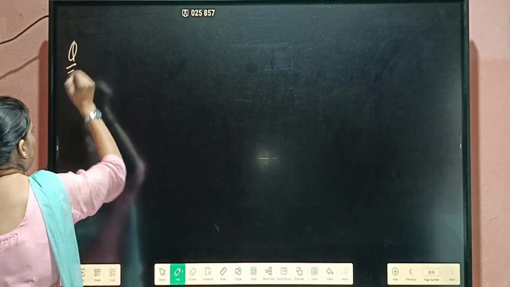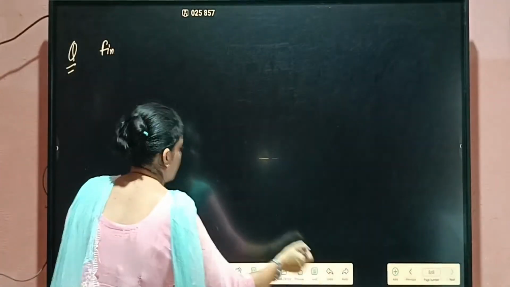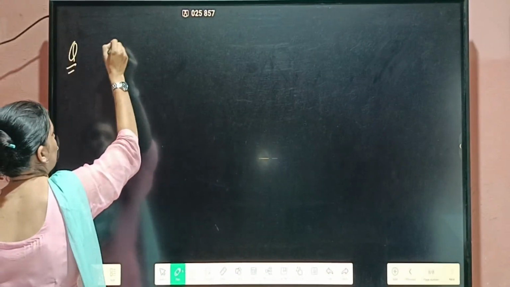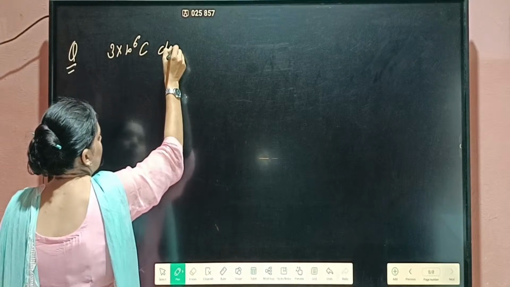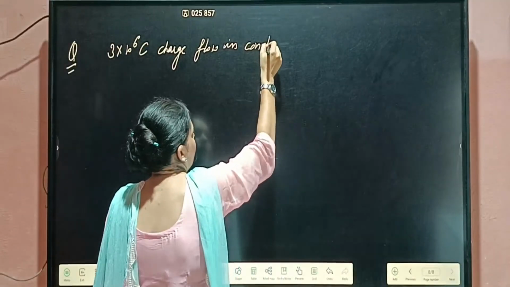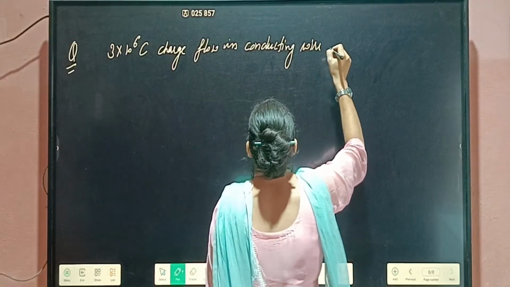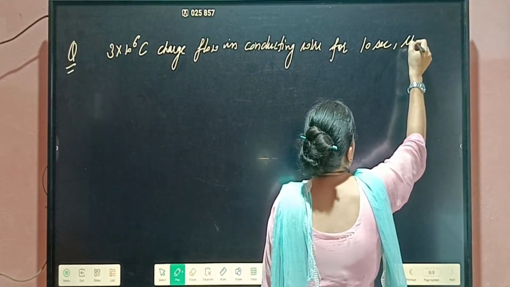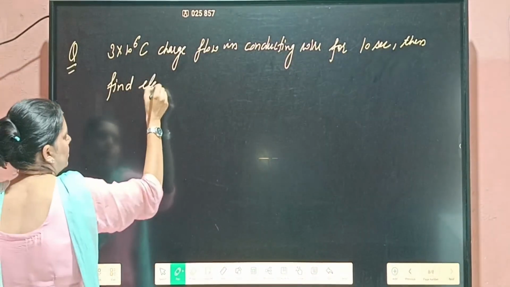Now see the question. Find: a 3 into 10 raised to power 6 coulomb charge flows in a conducting wire for 10 seconds, then find the electric current.